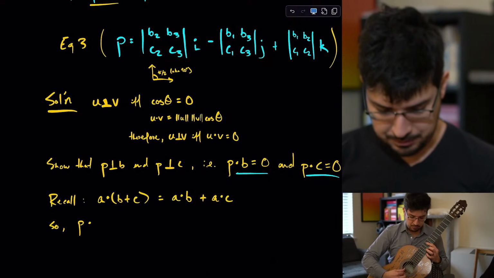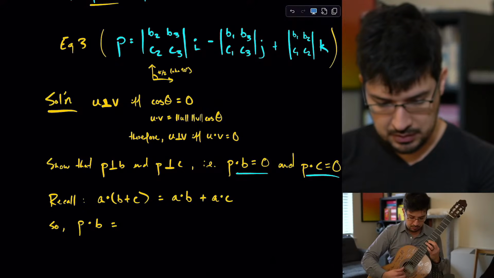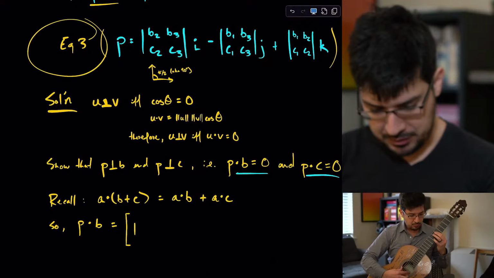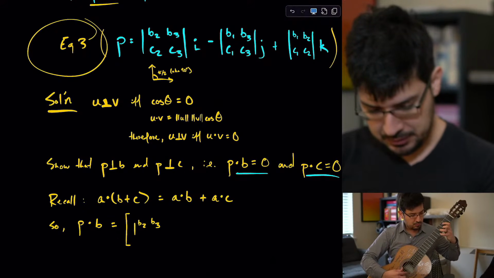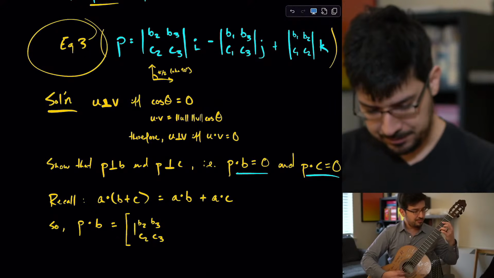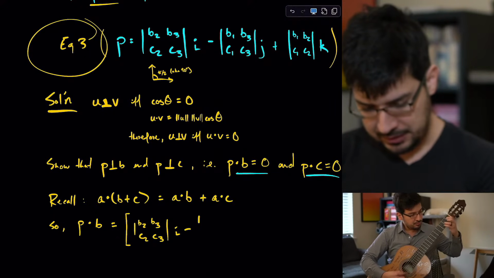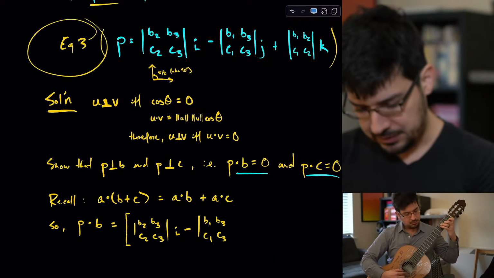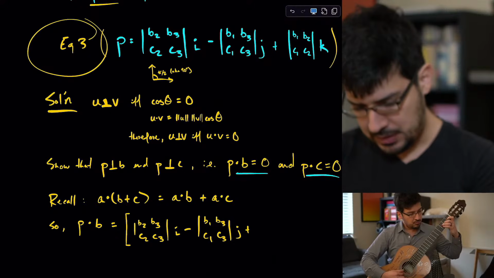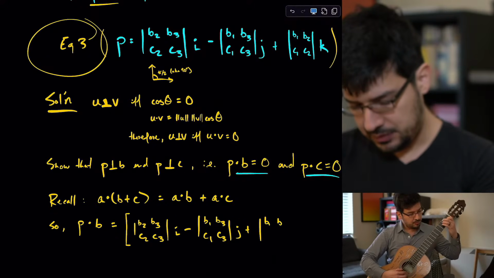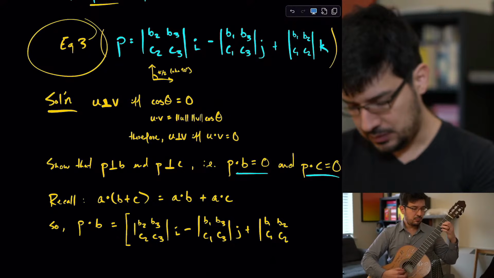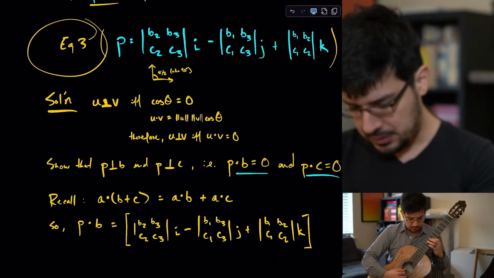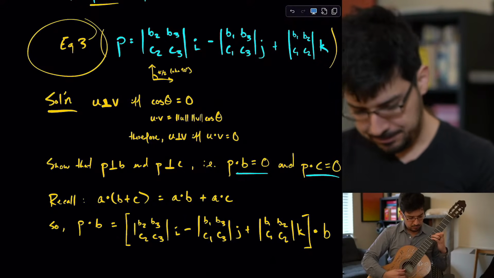P dot B is equal to everything that's in equation 3: the determinant B2, B3, C2, C3, I, minus the determinant B1, B3, C1, C3, J, plus the determinant of B1, B2, C1, C2, K, (oops, I used a square bracket) dot product with B.